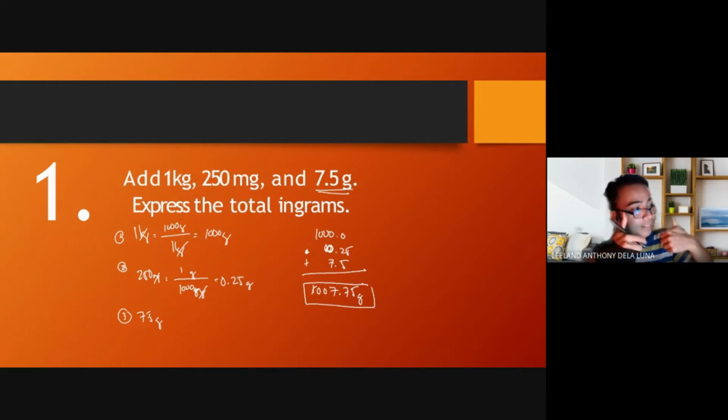Ayos ba tayo? Alright. So class, what I want you to take away from this is, when you add things like units of weight, and you need to combine them, make sure that they all have a common unit. So in this case, if it's in grams, since the problem said to express it in grams, that's all we do. Okay? At the end of the day, class, what's important here is that you know our conversion factors. How many milligrams are in 1 gram, and so on and so forth.